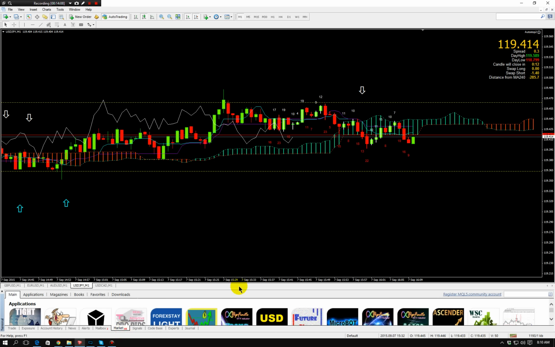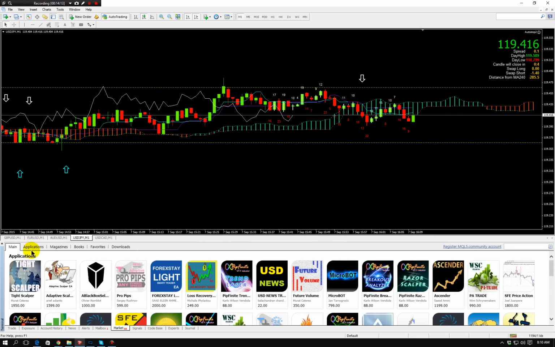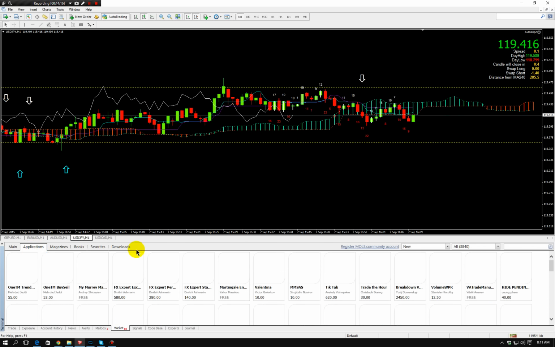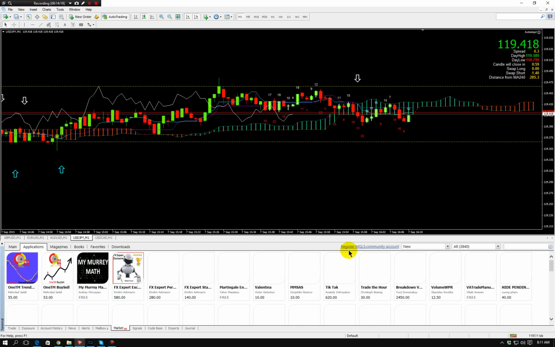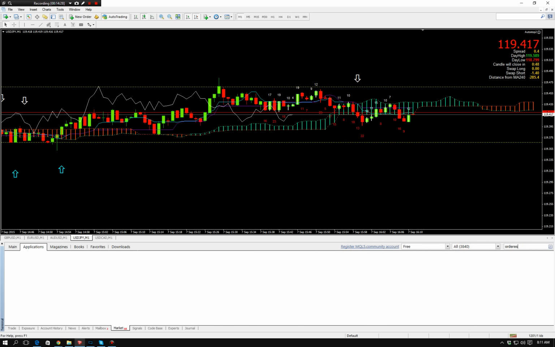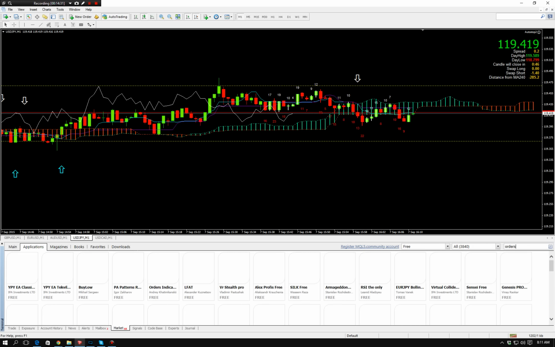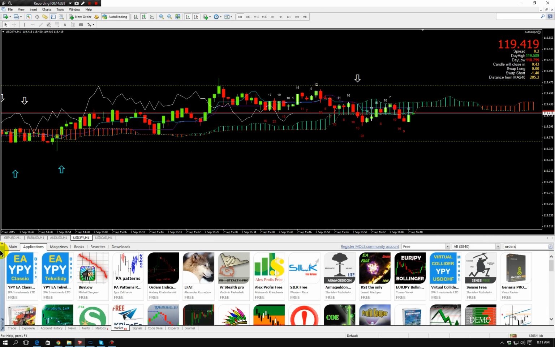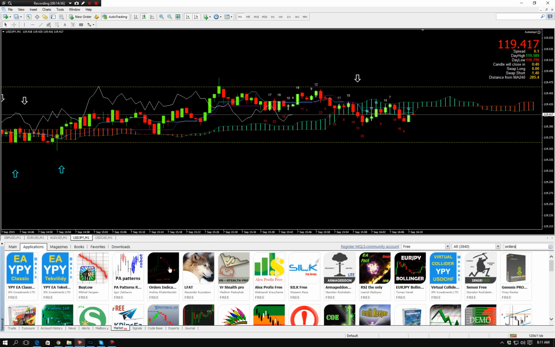Once you go to market, let's make it a little taller so you can see it. Up here, applications tab, you will have to have an account. It's free to get one. Just register. You can click the register button here. You will go to free. Type in ORDERS. Okay, 1, 2, 3, 4, 5. Fifth one over from the top, it's going to say orders indicator. It's the black one with green and red candles with little lines on it.